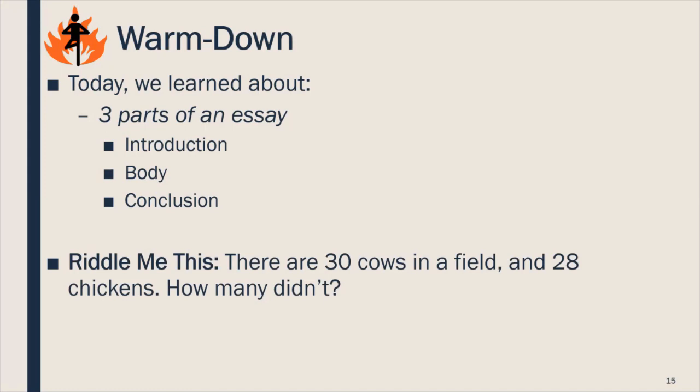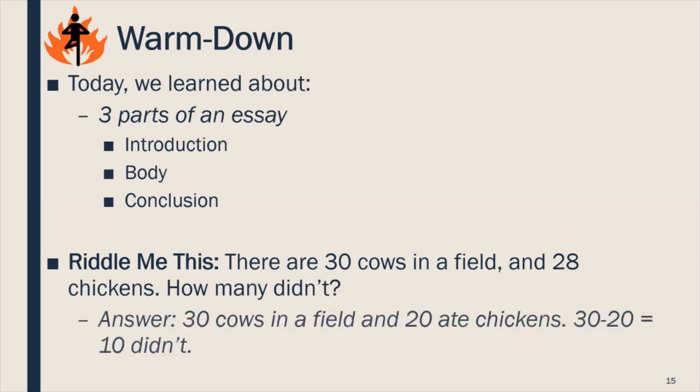There are 30 cows in a field and 20 cows ate chickens. How many cows didn't eat chickens? What do you think is the answer to this riddle? The answer is 30 minus 20, so 10 didn't eat chickens.